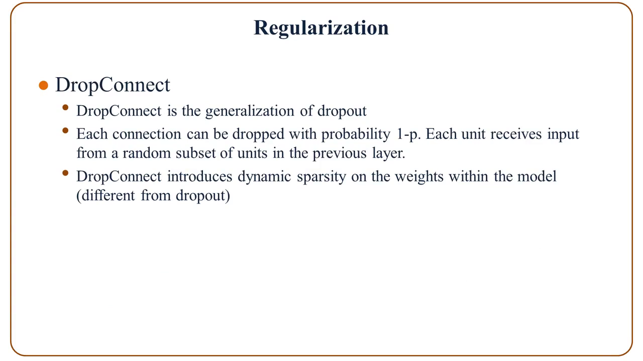DropConnect is a general version of dropout. Basically, each connection can be dropped with a probability 1 minus p. Each neuron receives inputs from a random subset of neurons in the previous layer, and it introduces dynamic sparsity on the weights within the model, and this is different from the dropout method.